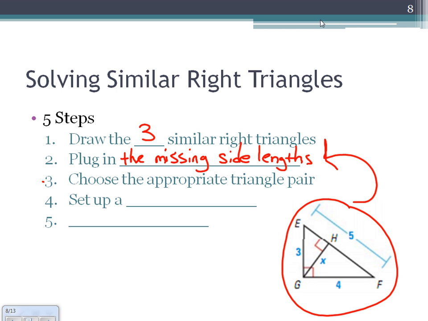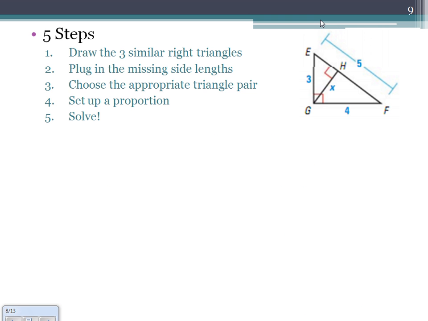And then step 4 is to set up a proportion. Because the triangles are similar, triangles always have proportions relating their side lengths. So you set up a proportion just like we did in chapter 6. And then step 5 is solve. Okay, so 5 steps. All right? I'm going to flip the page. If you haven't gotten them all, they're on the next page too.